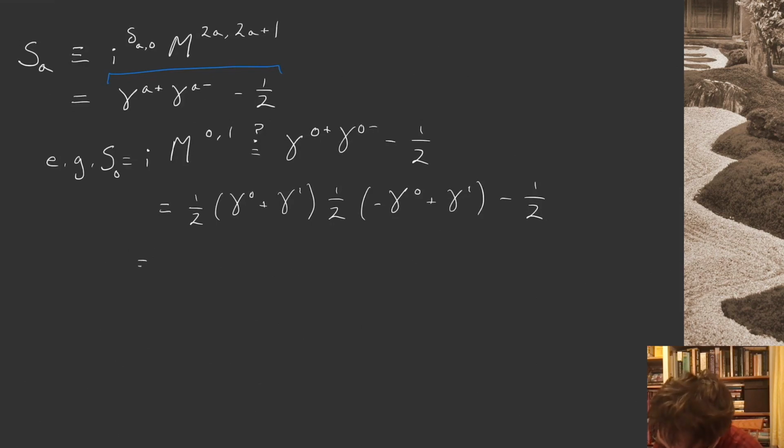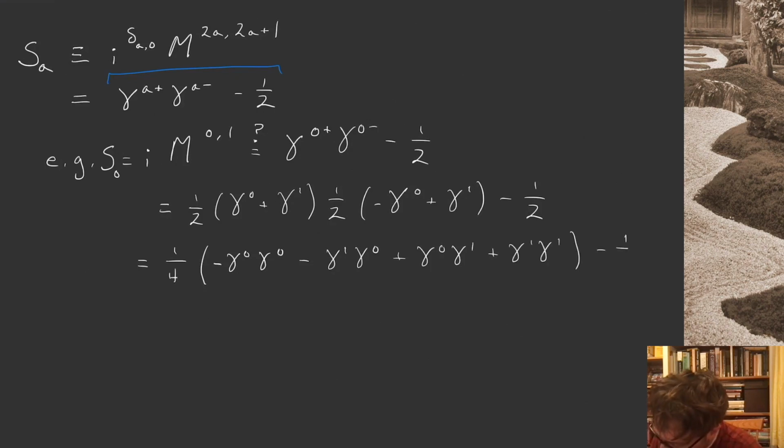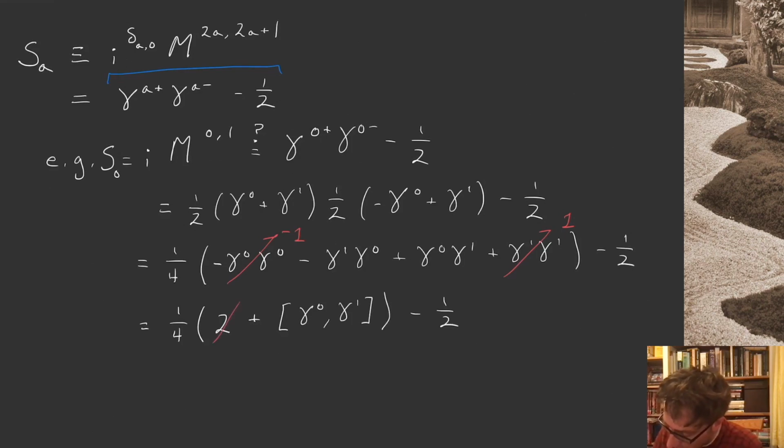And we'll expand that out. So we get a quarter. We get gamma 0 with a minus sign. We get minus gamma 1 gamma 0. We get plus gamma 0 gamma 1 plus gamma 1 gamma 1 minus a half. So gamma 0 squares to minus 1. Gamma 1 squares to 1. And so we're left here with a quarter, 2 plus the commutator of gamma 0 and gamma 1 minus a half. And now we see that these constant factors cancel. And this is 1/4 commutator gamma 0, gamma 1.